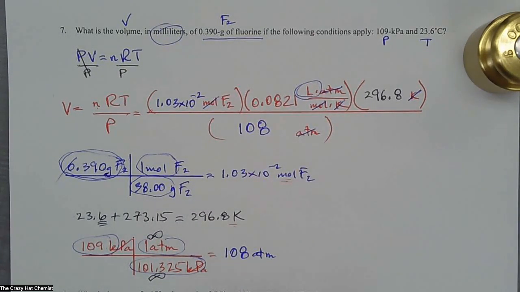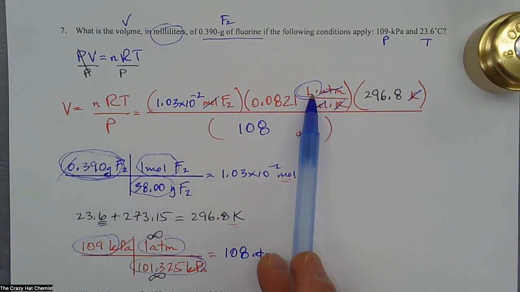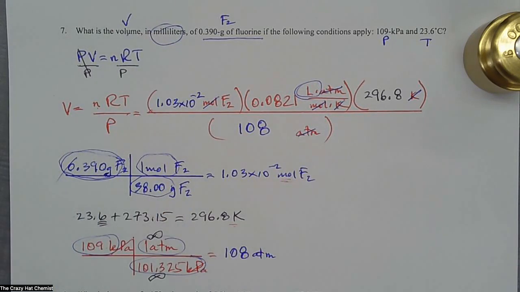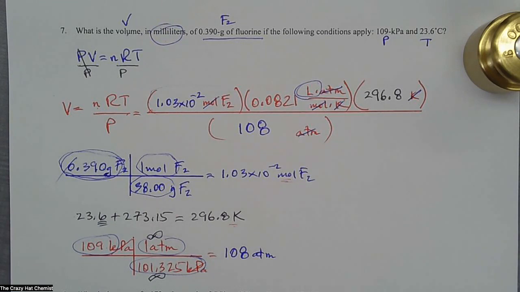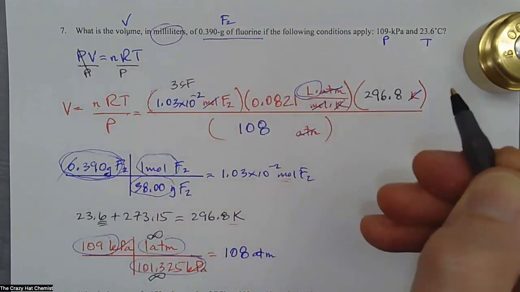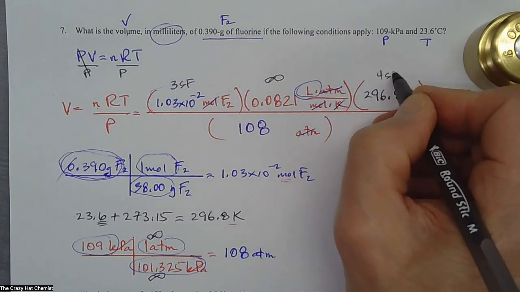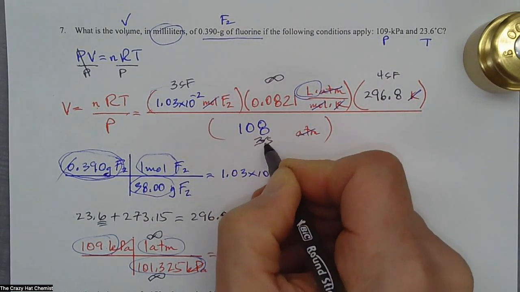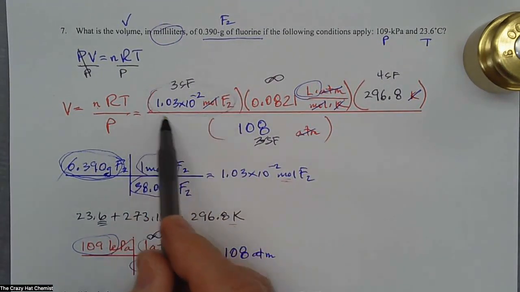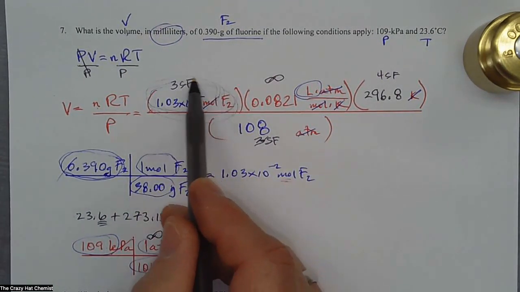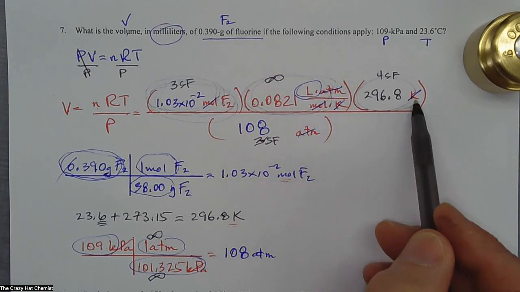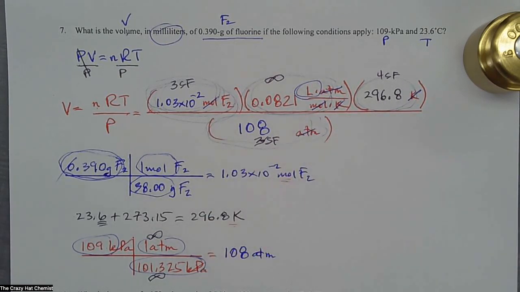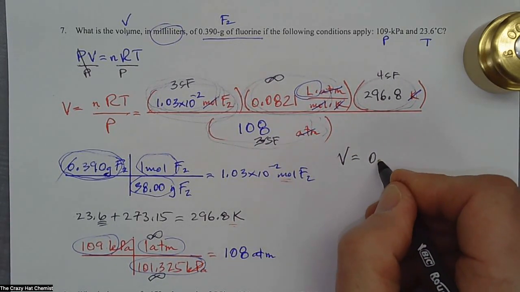All right, so now I'm ready to solve for my volume. It will be in liters. My answer needs to be in milliliters, so we're going to do one quick little thing at the end. So in our calculator, we're looking at significant figures. This is 3 significant figures. This is infinite significant figures. This is 4 significant figures, and this is 3 significant figures. So I'm going to plug into my calculator 1.03 times 10 to the negative 2 times 0.0821 times 296.8 divided by 1.08. When I do that in my calculator, I'm going to round it to 3 significant figures.